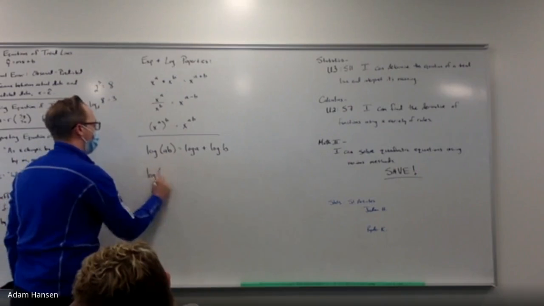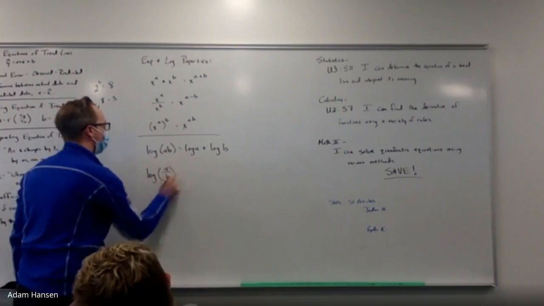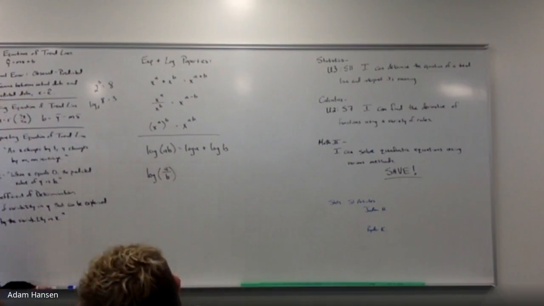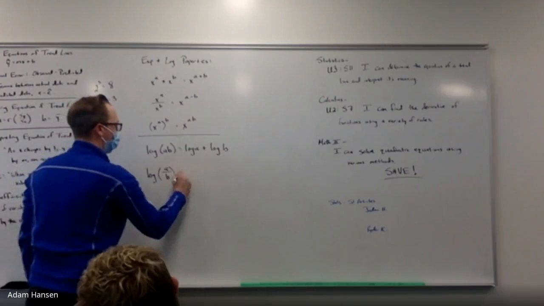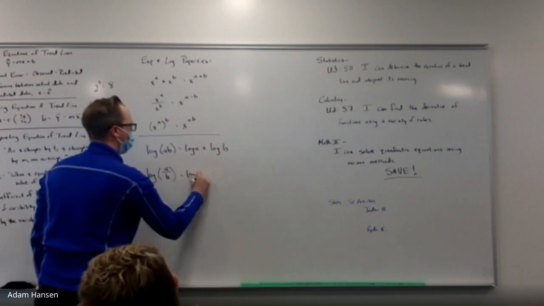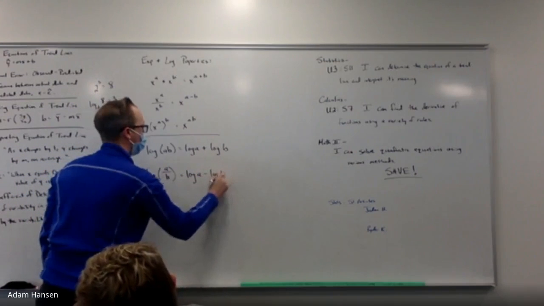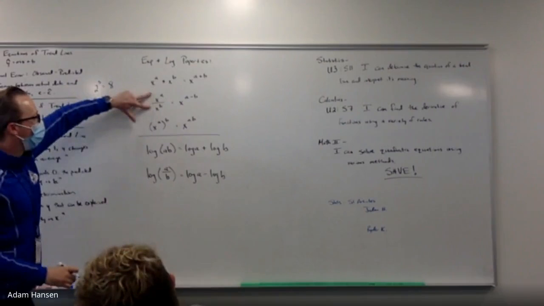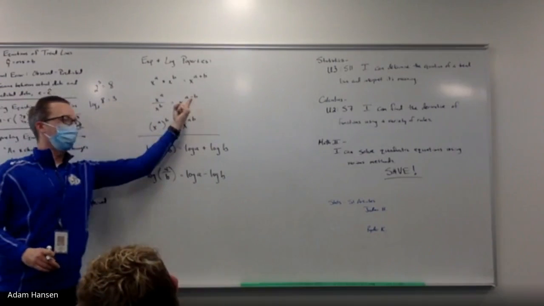Okay. Log of a divided by b. How would I change what I had in the top log? Log a minus log b. When I divide inside a log, I can expand using a difference.